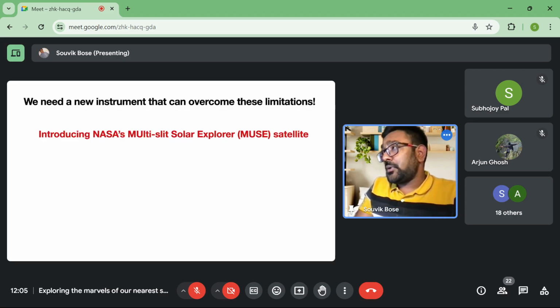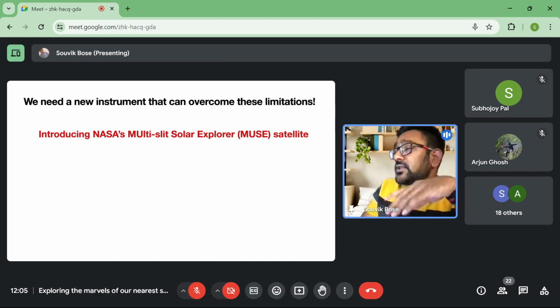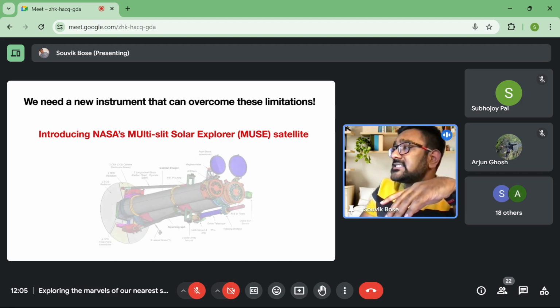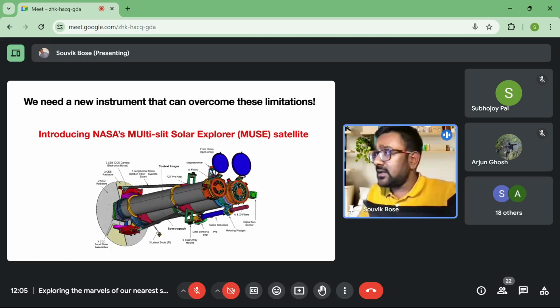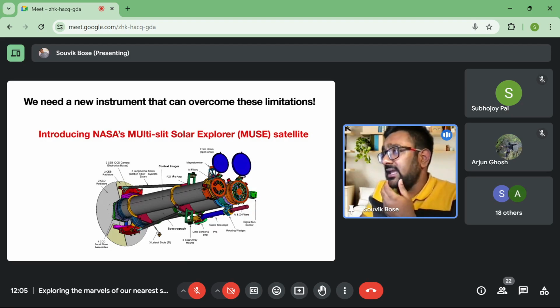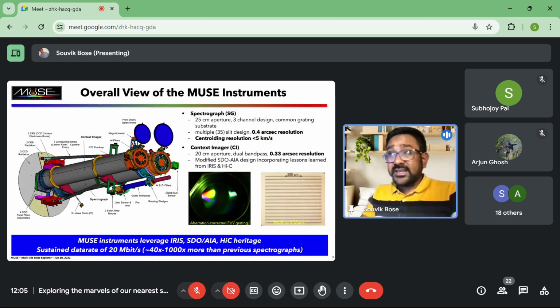So we have proposed a new instrument, and that's under development, and it's called the MUSE satellite, which stands for the Multi-Slit Solar Explorer. And this is built upon the heritage of IRIS. And as you can see, let me just stop here a little bit. As you can see here, it has two different telescopes. It has a context imager. Apart from the context imager, it has one telescope for simply imaging capabilities, and the other telescope for spectrograph capabilities, right? And to give you a bit more detail, if you're interested, these are the electronic components.